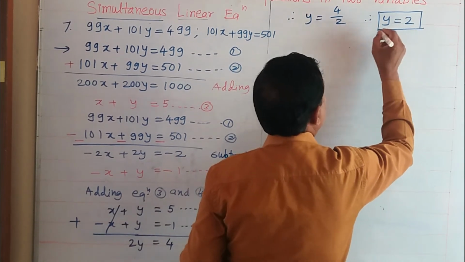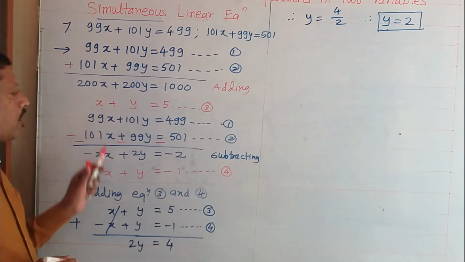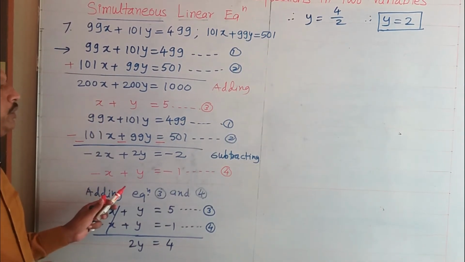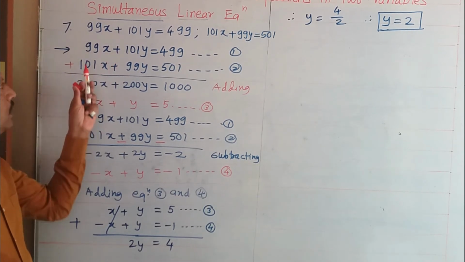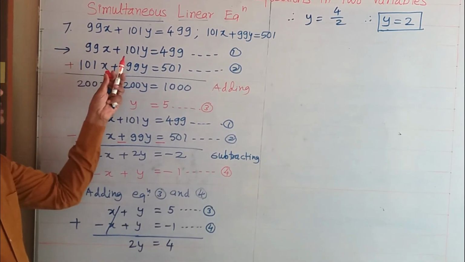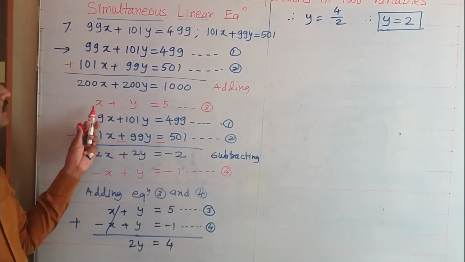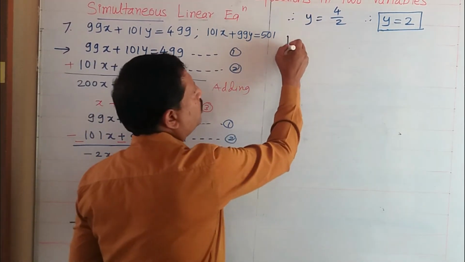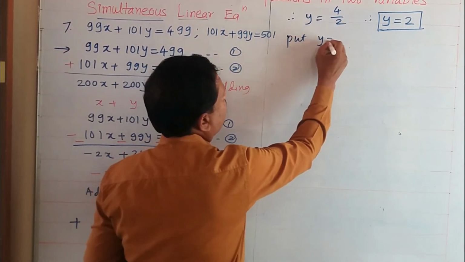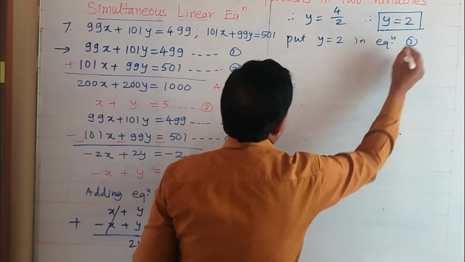Now substitute this value in equation number 3 or equation number 4. You can also substitute the value in equation number 1 or 2, but the coefficients are large in equation number 1 and 2. So in order to avoid the complication, just substitute the value in equation number 3. So right here put y is equal to 2 in equation 3. Write down equation 3 again.